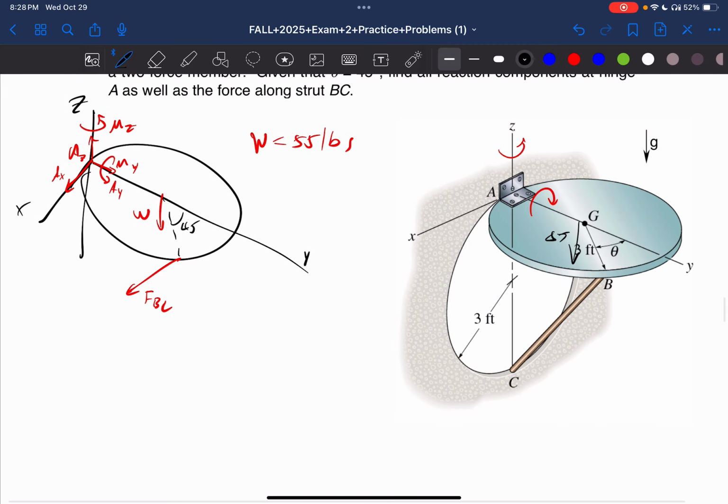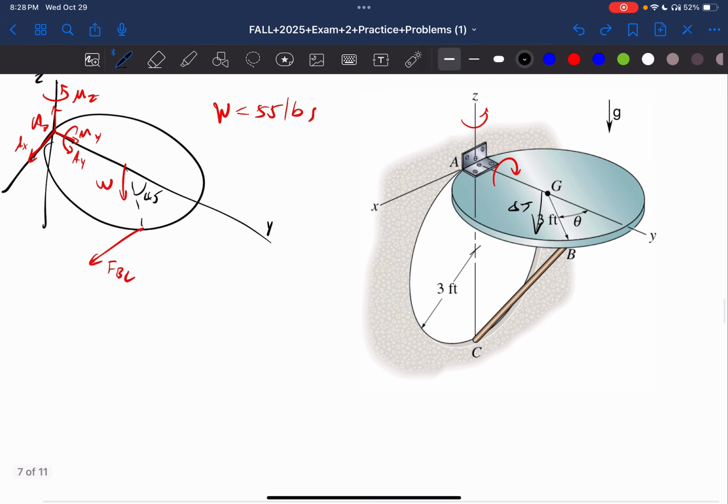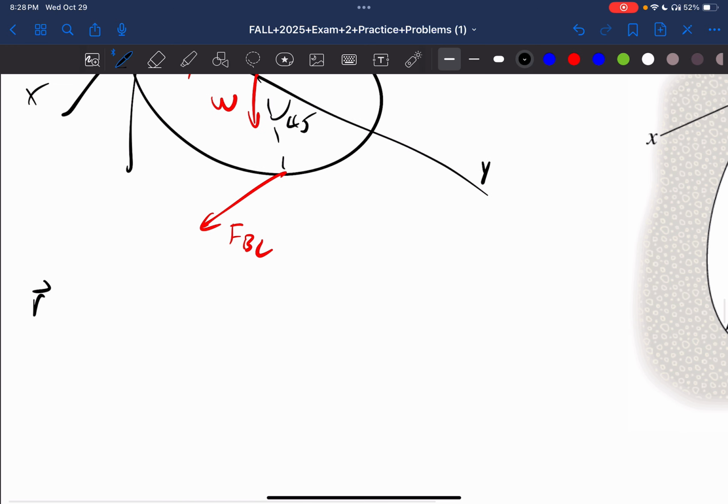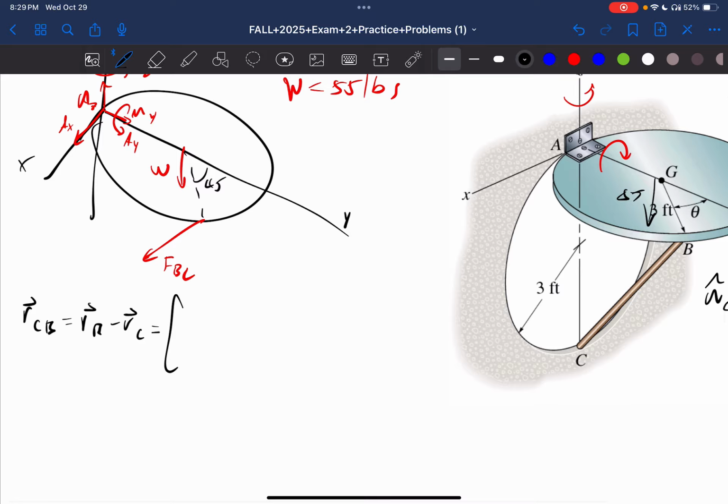Okay, now that we have that, we can just sum the forces in X, sum the forces in Y, and so on, not that hard, right? So we don't know what this is. We need to know the direction, obviously. So we need to find the unit vector. Unit vector of BC. Let's go from CB, unit vector CB. We can cross it with whatever later. Unit vector CB, so RCB. So we need to find RCB, which is going to be equal to RB minus RC, which is going to be equal to, okay, so B, what do we have here?